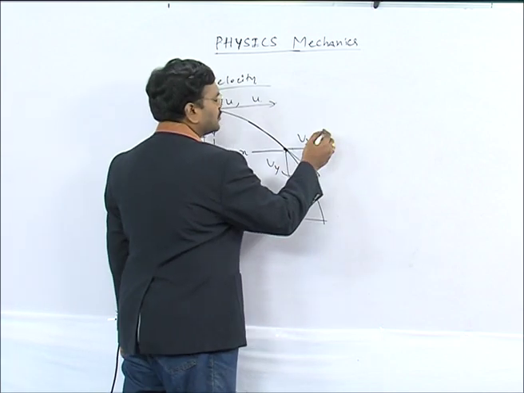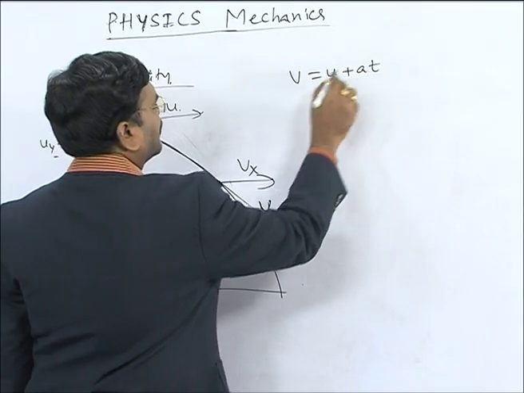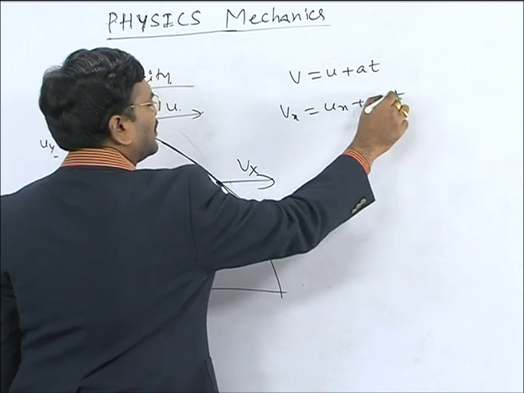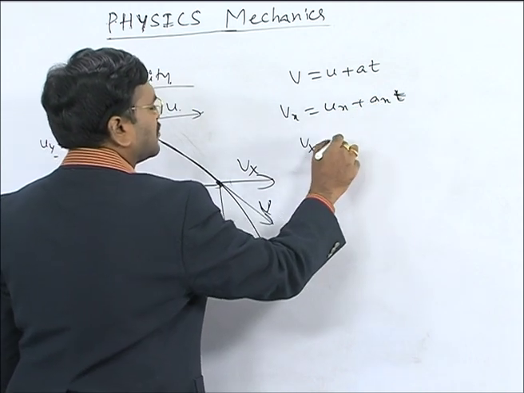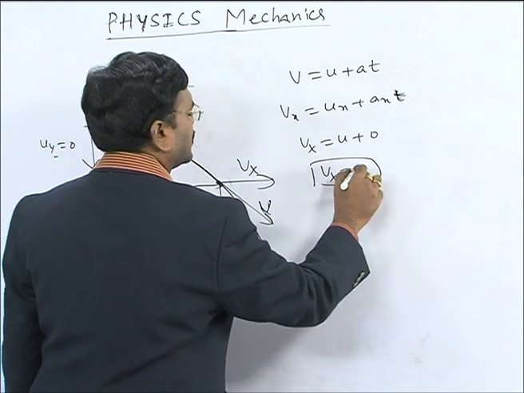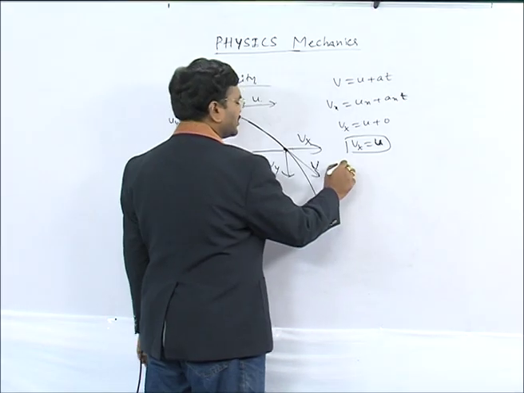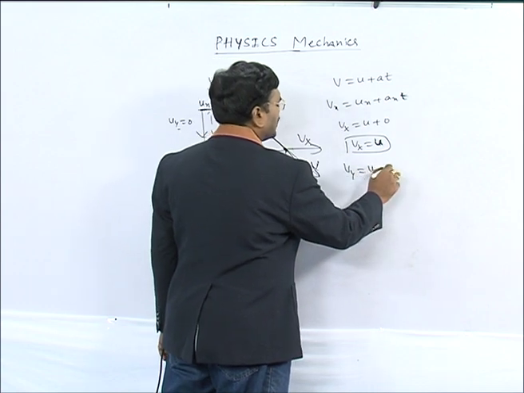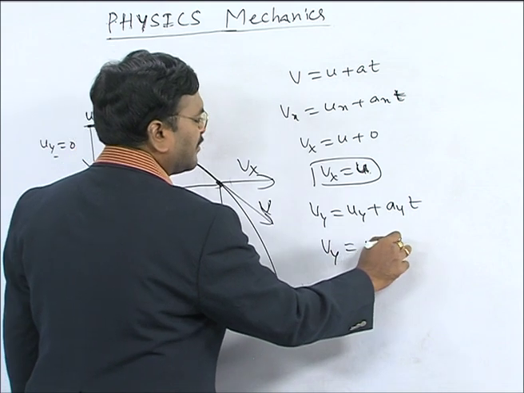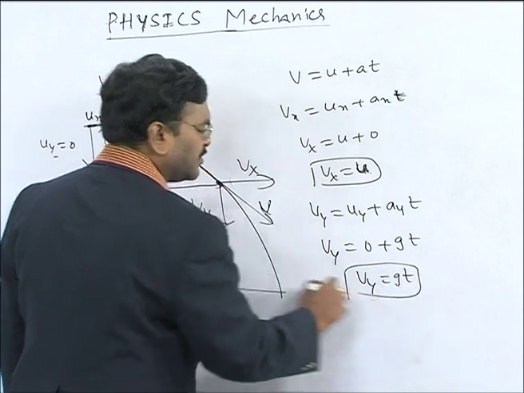Now ux is u. How do we calculate velocity? v is equal to u plus at. From this, Vx is equal to ux plus ax into t. Now ux is u, ax is 0. So Vx is equal to u. This is the velocity of the projectile in the horizontal direction. In the vertical direction, Vy is equal to uy plus ay into t. Uy is 0, ay is g. Now Vy is equal to gt.